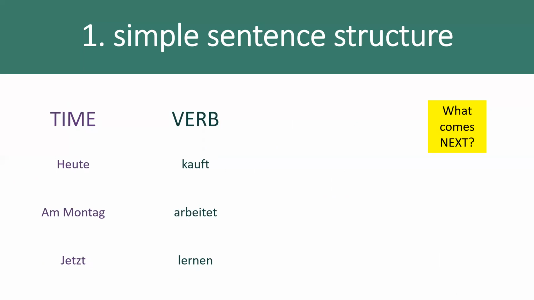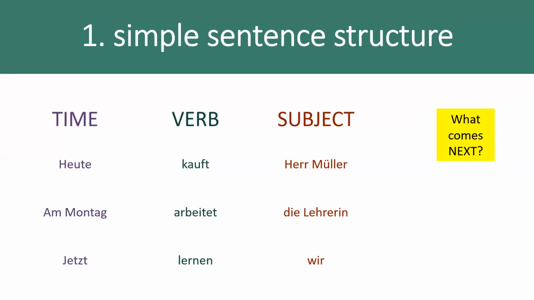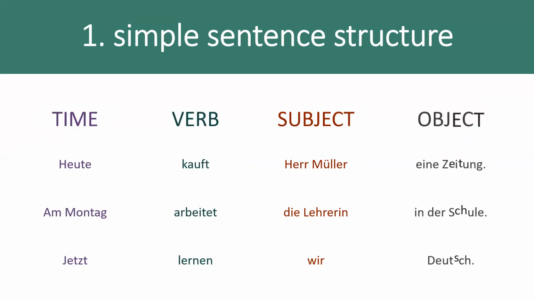Und natürlich kommt das Subjekt als nächstes. The subject needs to come next. And then come the other expressions, the object. So we have, heute kauft Herr Müller eine Zeitung. Am Montag arbeitet die Lehrerin in der Schule. Jetzt lernen wir Deutsch. Notice that the verb, I can't stress this enough, the verb is in second place.